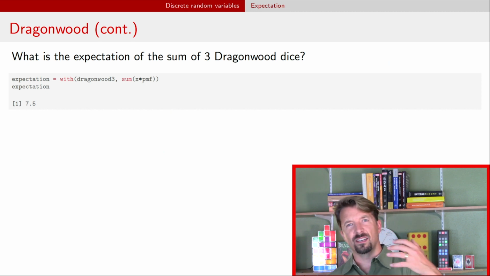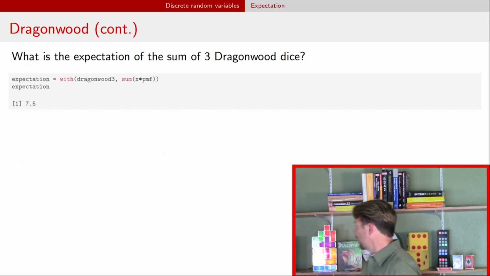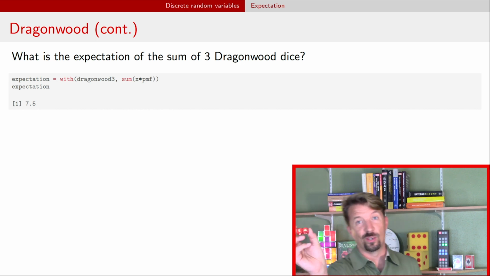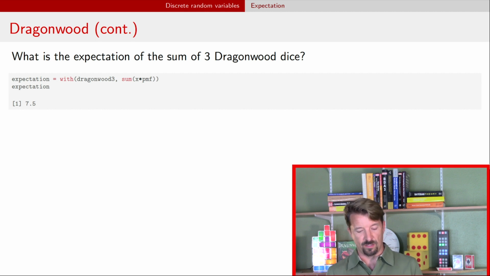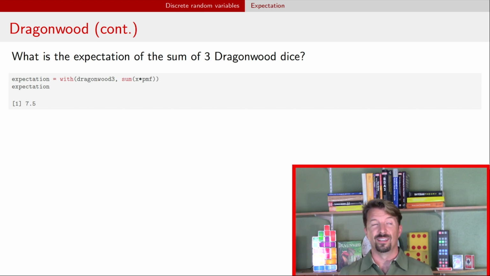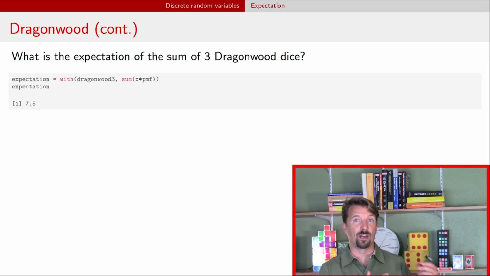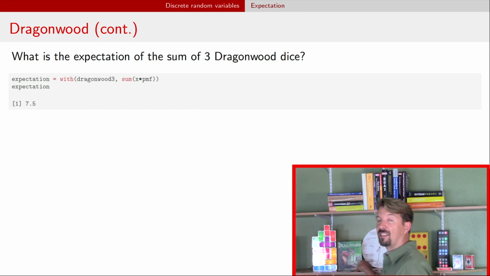If we go back to the Dragonwood example, what is the expected value of rolling 3 dice, even though I only have 2 here? You could probably figure it out in your head. If the faces are 1, 2, 2, 3, 3, 4, and each has a 1/6 probability, you find that the expected value of a single die is 2.5, so intuitively the expected value of all three must be 7.5. Here I've used R to do the calculation based on the probability mass function we derived before, multiplying each value by the value of the random variable and adding them up, and in fact you get 7.5.